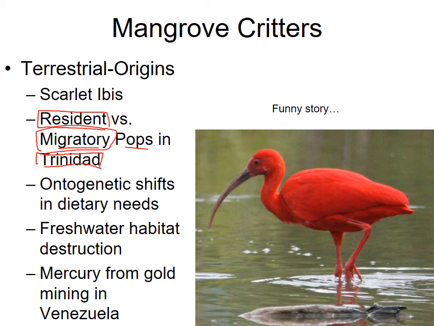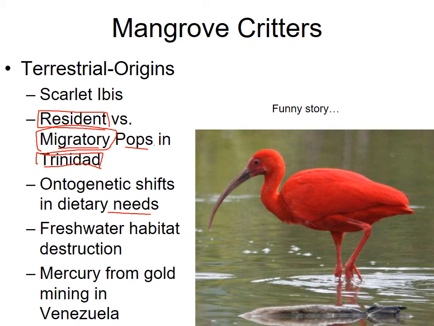So scarlet ibises, when they're adults, they can eat salty food like shrimps and fish from a mangrove swamp. But baby scarlet ibis need to have food that's lower in salt content. So baby scarlet ibis need food that comes from freshwater wetlands. They cannot eat food from mangroves.